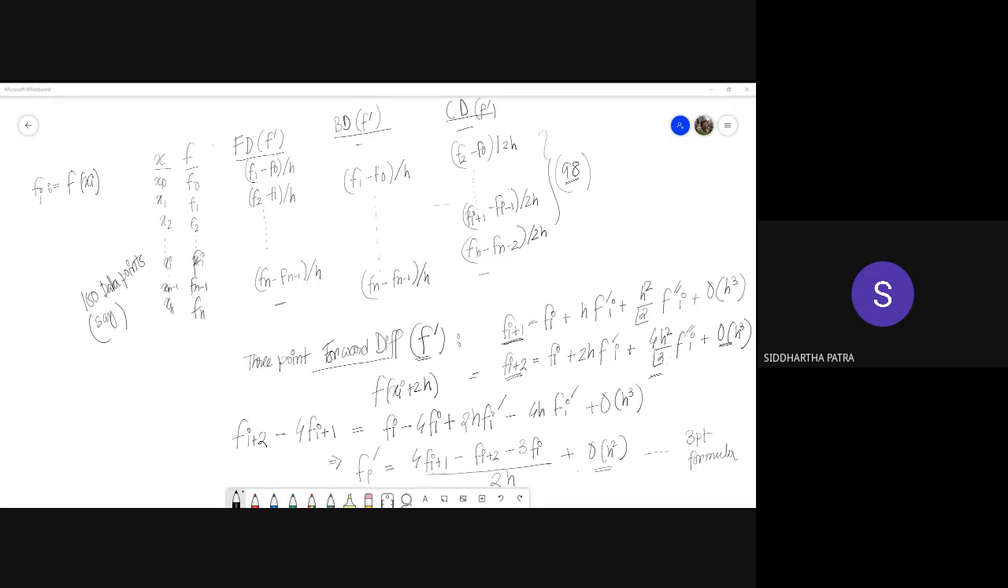Okay. Now, can you on your own write down the backward difference formula involving 3 data points? Yes, sir.